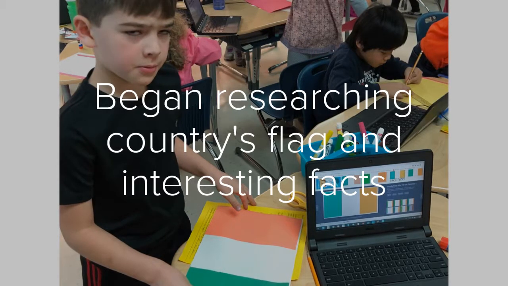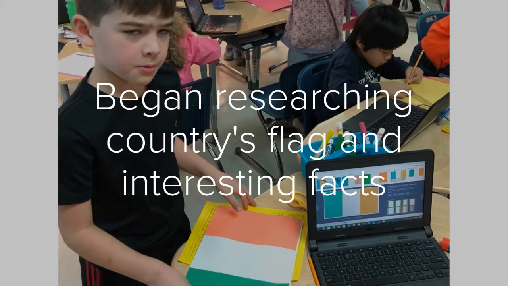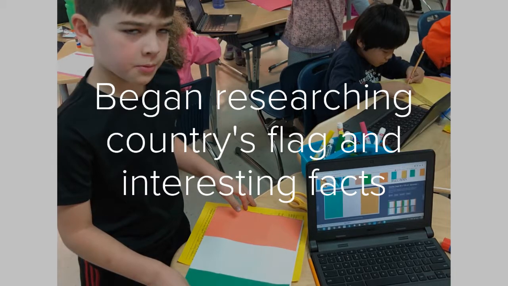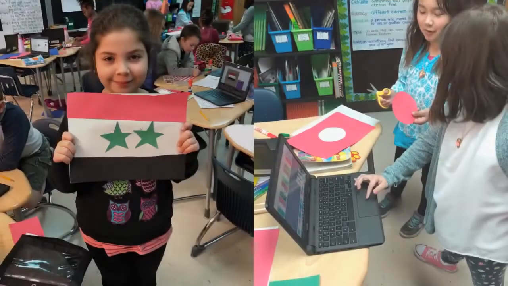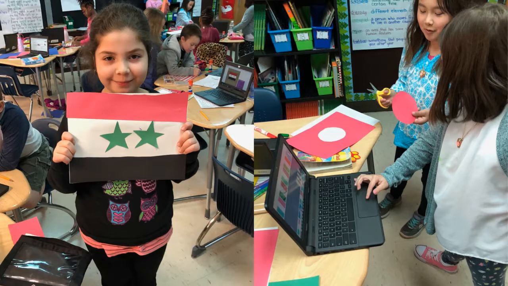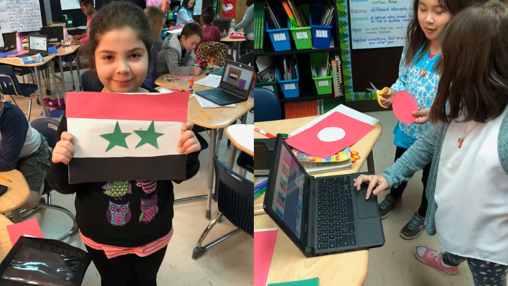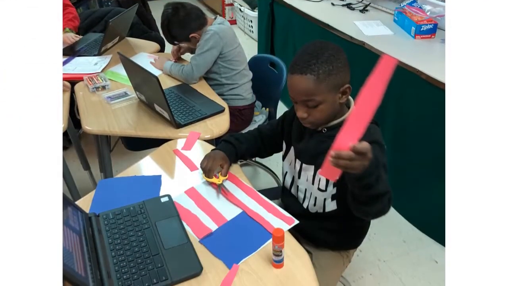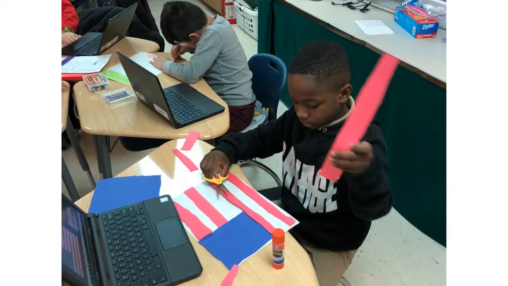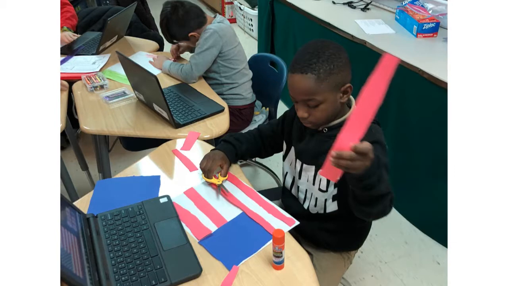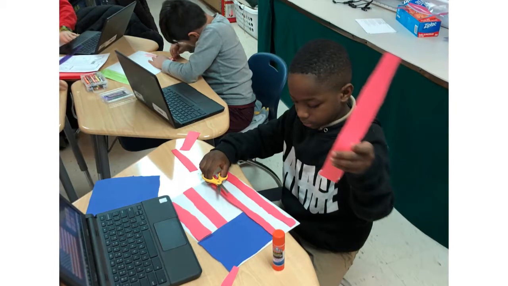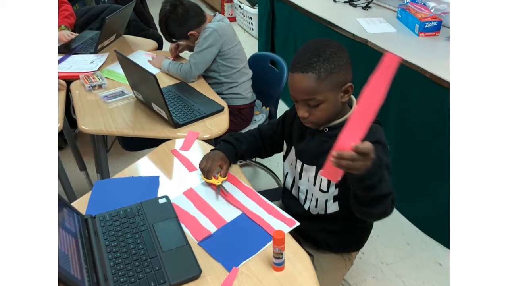The next step was to take the information that we got from the parent survey about what country they came from or their ancestors came from, and we began researching that country's flag. After creating our flag, we then began to research different facts and information about that country. We will take that information, present it to our classmates, and then make it into a Flipgrid so that we can share it on the morning news with our friends at school.